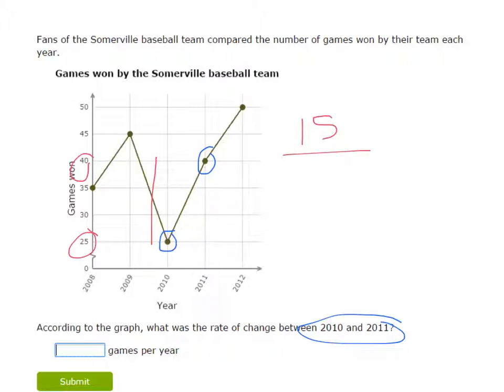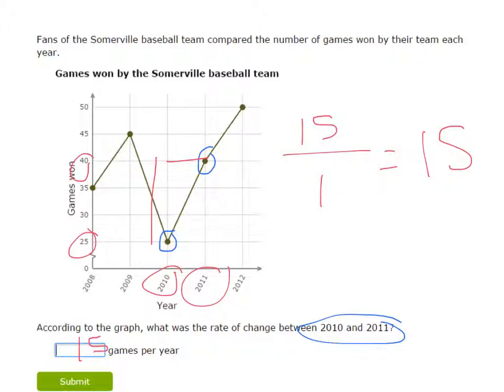Remember we do slope, we go how far we go up, and then how far we go over. And how far is it going over from this point to this point? Well, it's going from 2010 to 2011, which is 1 year. So 15 divided by 1 is 15. So that's what you type into your box.